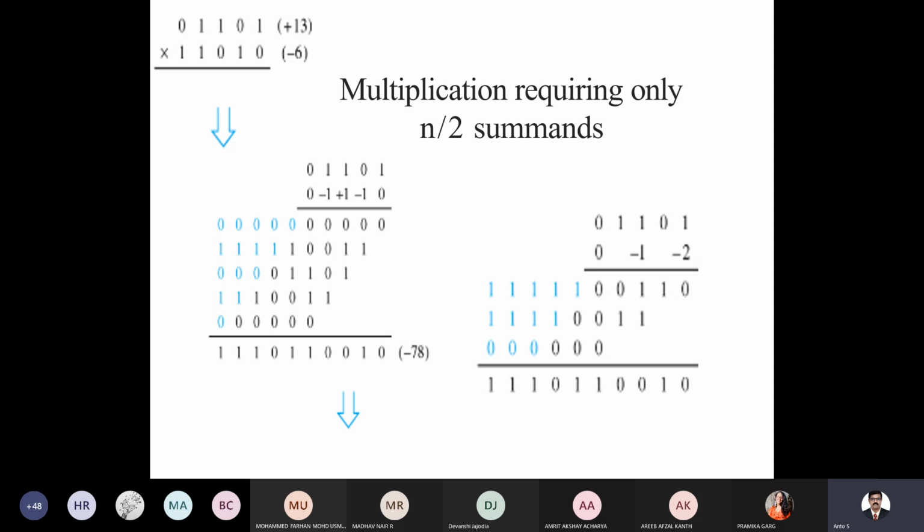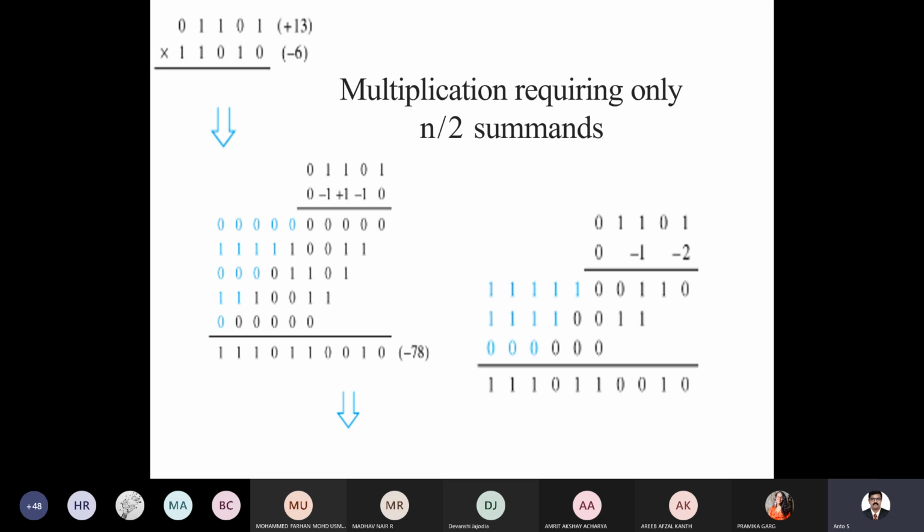I explained shift right when I taught you modified Booth's algorithm. The same way here you have to do shift left. Then you have to take the 2's complement for -2. For -1 you have to take the 2's complement of this number. For 0 you can add 0 over. But the next thing is very important.